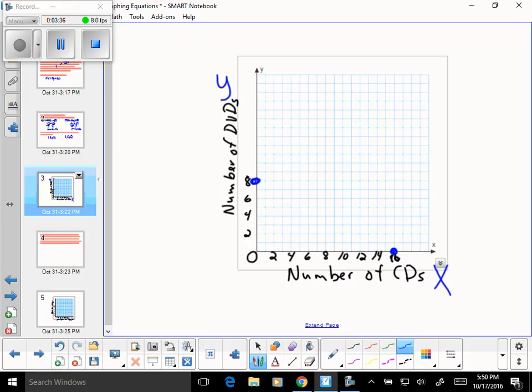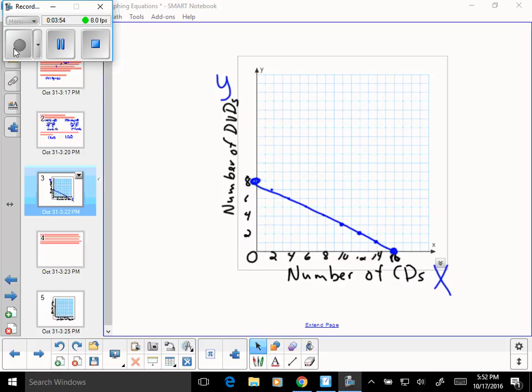You can take your ruler and draw the line. I'm going to put in a few extra points just to help me here, and I'm going to put it on pause to do that so I don't run up so much time. And that should be what your line is like. You can buy any combination of DVDs and CDs that are along that line. So for example, if you buy 2 CDs, you'll be able to get 7 DVDs. If you buy 14 CDs, you'll be able to get 1 DVD, etc.